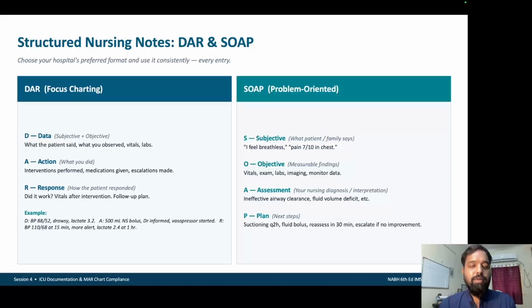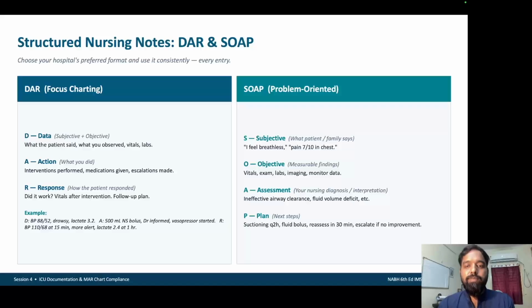For example, data says the BP of 88/52 and drowsy, lactate 3.2. The action is 500 ml NS bolus, doctor informed, and the vasopressor started. In response, BP of 110/68 at 15 minutes, and the patient became more alert and the lactate reduced to 2.4 at 1 hour.